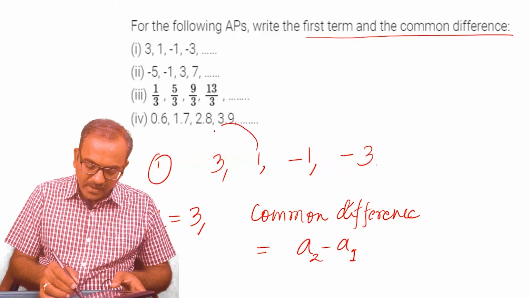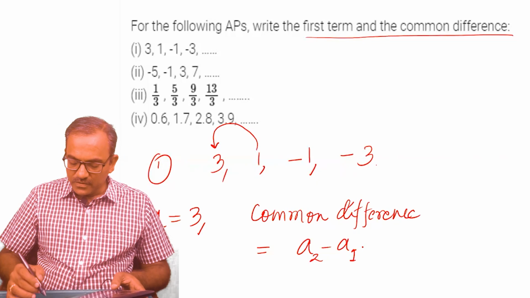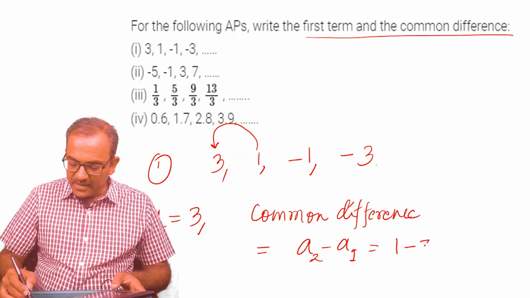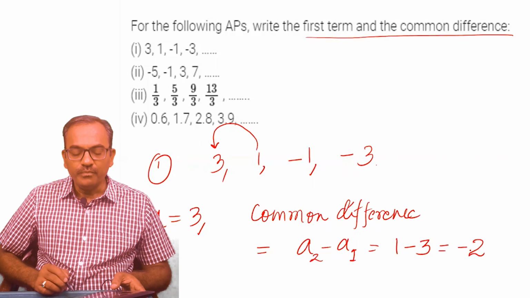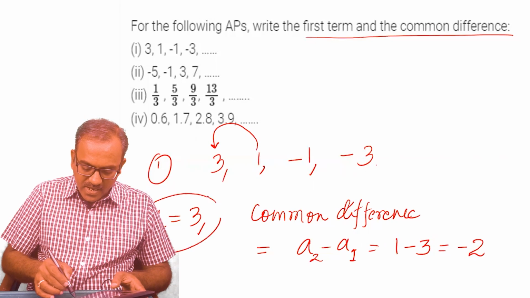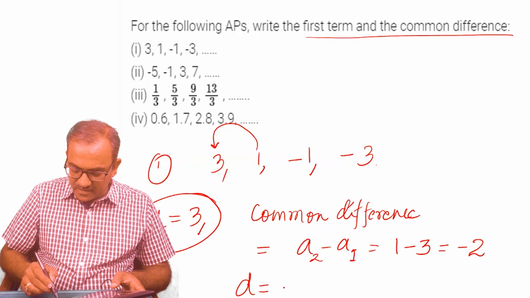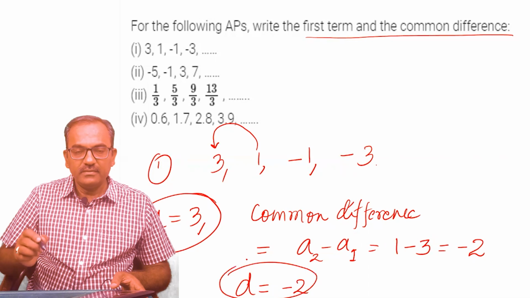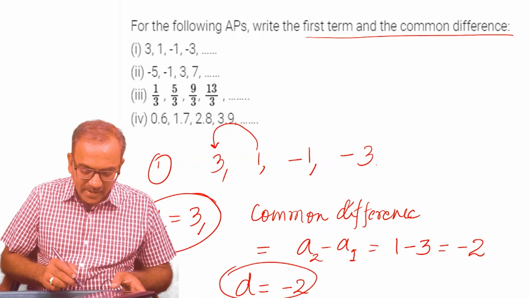The very simple trick is to take the back way here. So, this is 1 minus 3, which is equal to minus 2. So we have A is equal to 3 and D is equal to minus 2 for this particular question. Now let us move on to the second one.